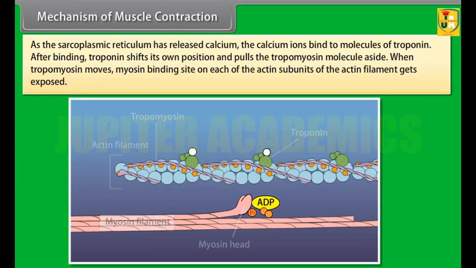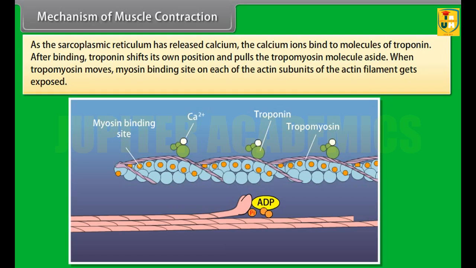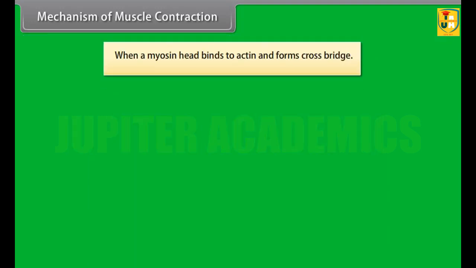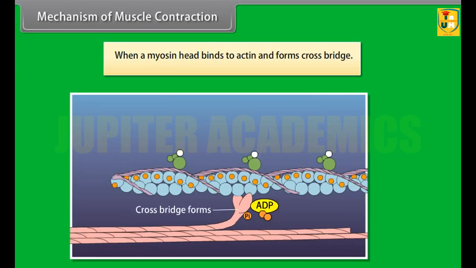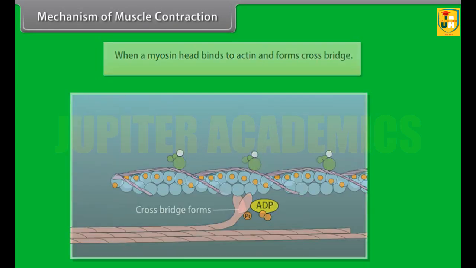As the sarcoplasmic reticulum has released calcium, the calcium ions bind to the molecules of troponin. After binding, troponin shifts its own position and pulls the tropomyosin molecule aside. When tropomyosin moves, myosin binding site on each of the actin subunits of the actin filament gets exposed. Then a myosin head binds to actin and forms cross bridge.